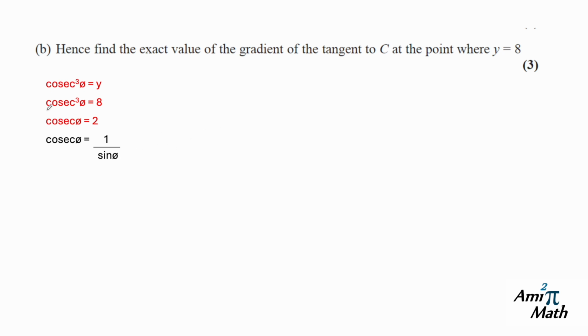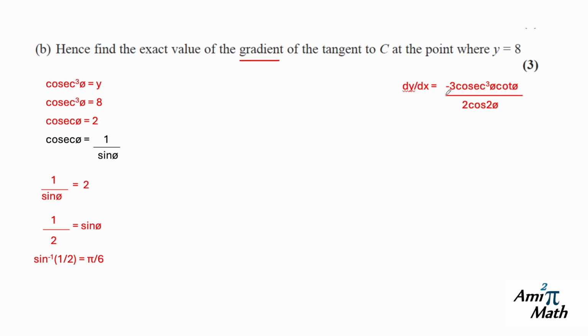Then multiply it on both sides, and a bit of rearranging will get you 1/2 equals sin θ, and then we just do the inverse sine of 1/2, which gives us π/6. Then using this dy/dx equation from before, which is the gradient, we put π/6 in where θ is, which will give us this, and then when we expand it, it will give us this.